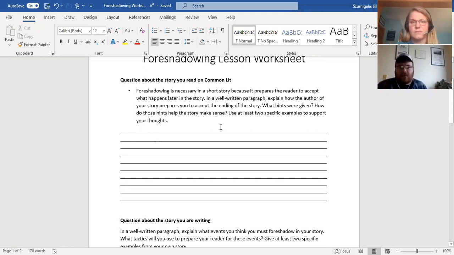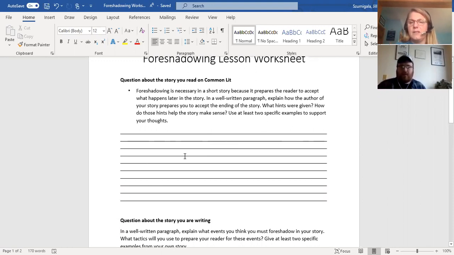Foreshadowing is necessary in a short story because it prepares the reader to accept what happens later in the story. In a well-written paragraph, explain how the author of your story prepares you to accept the ending of that story. What hints were given? How do those hints help the story make sense? Use at least two specific examples to support your thoughts.